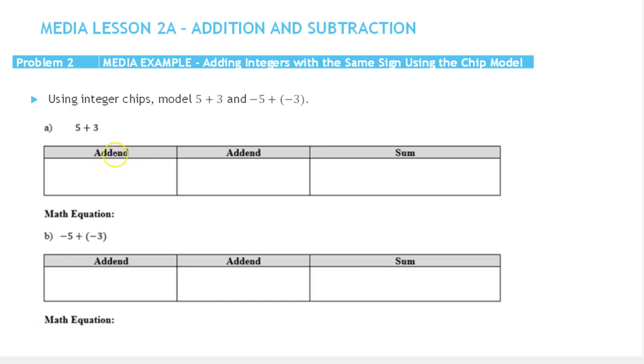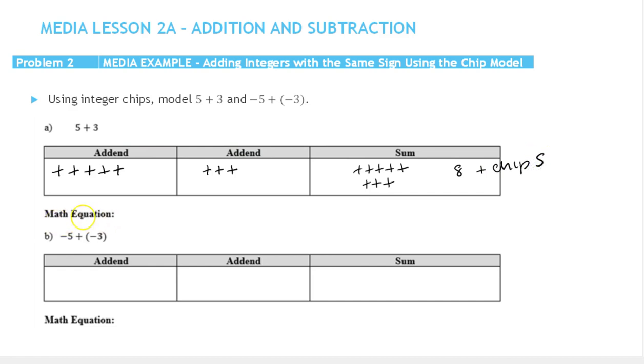So we have the word addends here. Addends are the numbers that we're adding together in an addition problem, so they have the same name. We don't distinguish between the first and the second, and the sum is the result. So remember, for the first addend, we had 1, 2, 3, 4, 5 positive chips. The second one is 1, 2, 3 positive chips, and the sum is all of them combined. So we're going to put the 3, 4, 5, 6, 7, 8, which is 8 positive chips.